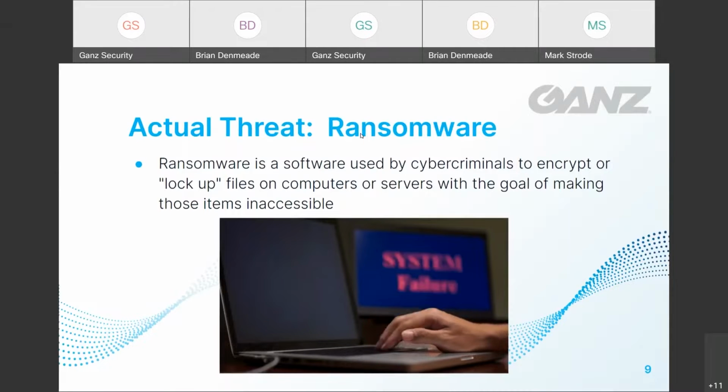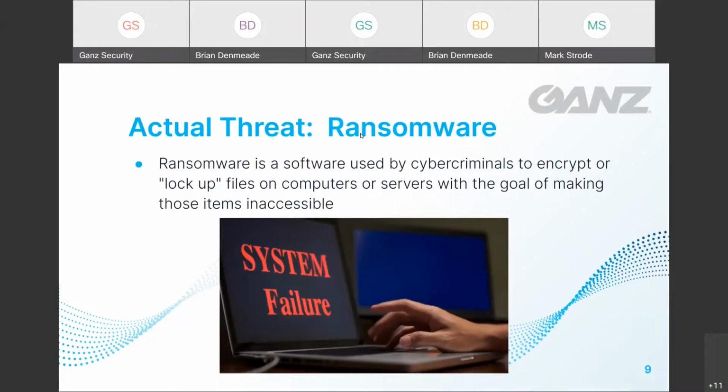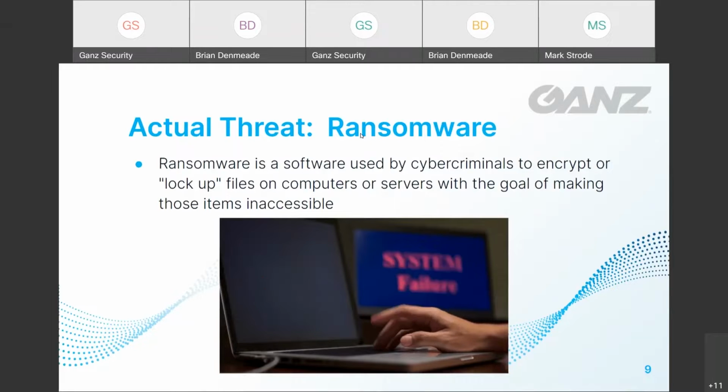So it could be a company dealing with infrastructure where their systems get locked down. And 9 times out of 10, if you're a hospital or a company dealing with infrastructure, you're probably going to pay the ransomware so that you don't have a downtime that can have a critically negative impact.